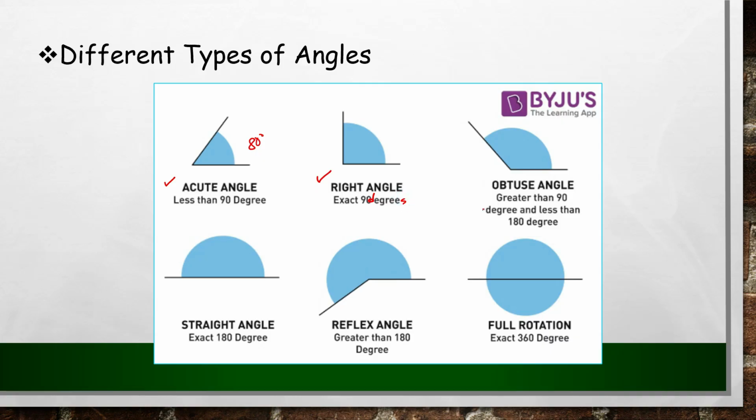If it's more than 90 degrees but less than 180 degrees, we call that an obtuse angle. Let's just say here, I will again estimate the measurement of that. So let's just say it's 120. If it's exactly 180 degrees, we call that a straight angle. If it's greater than 180 degrees but less than 360, we call that a reflex angle. One full rotation is exactly 360 degrees.